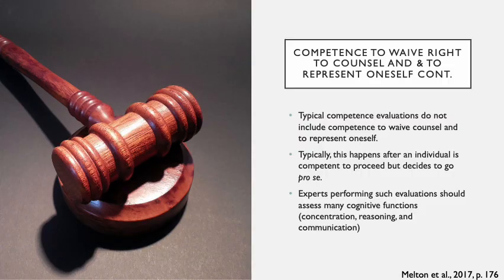Continuing on about competence to waive right to counsel and to represent oneself, when being evaluated for competence, it's unlikely that they are testing for competence to waive right to counsel and to represent oneself, because it is unlikely that a defendant is going to decide to go pro se. If an evaluator is asked to do such an assessment, they typically complete a traditional competence to proceed evaluation, with the addition of making sure that the defendant is well aware of the disadvantages of proceeding without counsel.